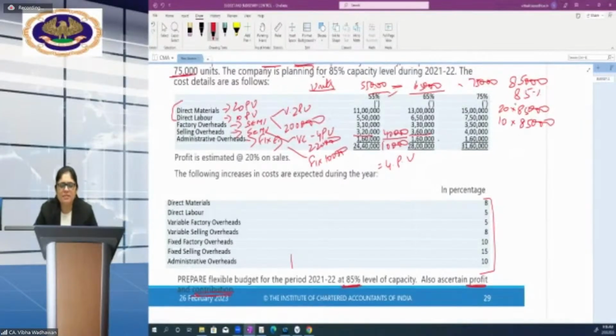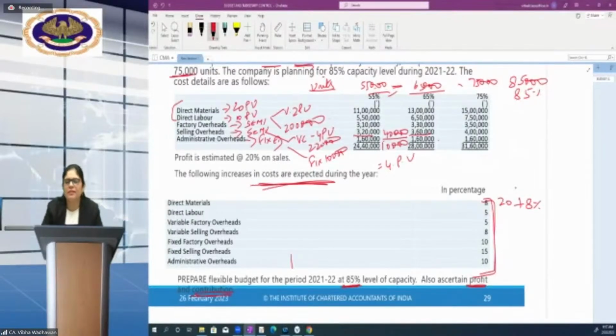So direct material, direct labor was total variable. Factory overheads under factory. Okay. First thing, they have to increase it also. The following increases in cost, we have to take this also in account. All right. So direct material 20 per unit plus 8%. So first we have to find out the per unit and then we have to increase. So the increase in costs are expected for the next year. So we have to make the increase now. But first we have to find out the per unit cost for variable and the fixed cost also wherever it is fixed. And then only we can increase.